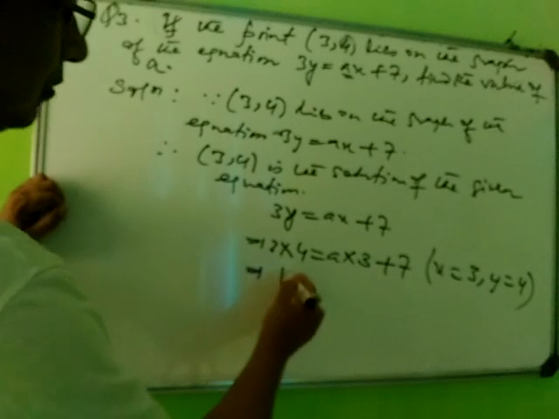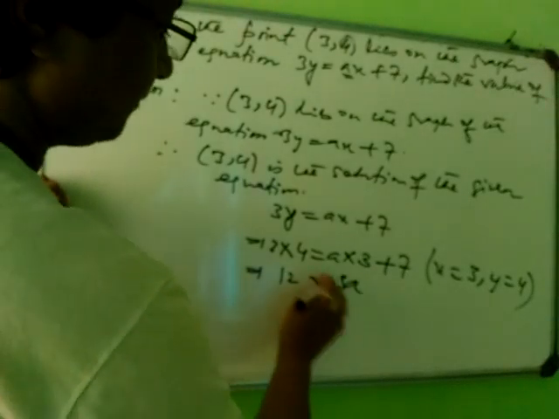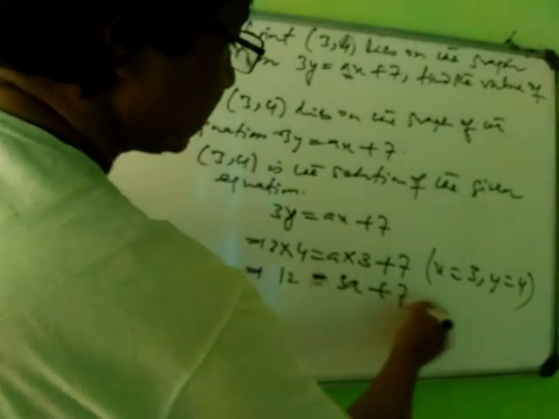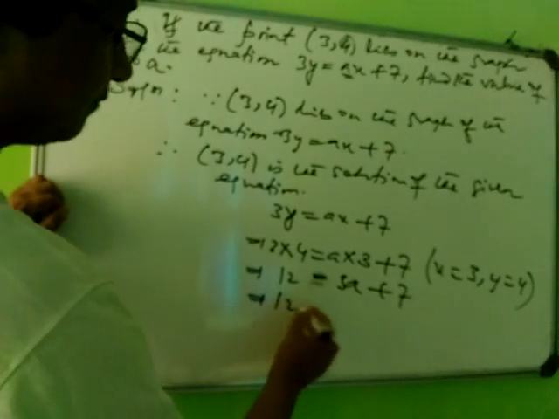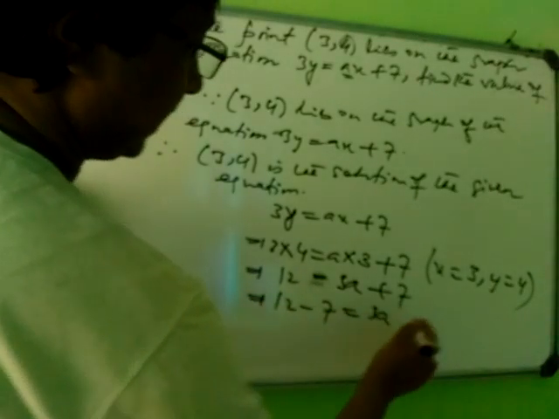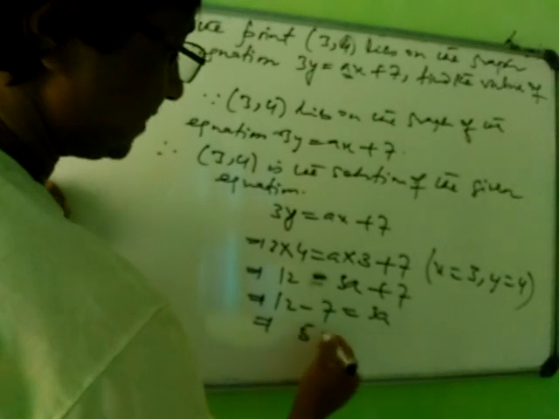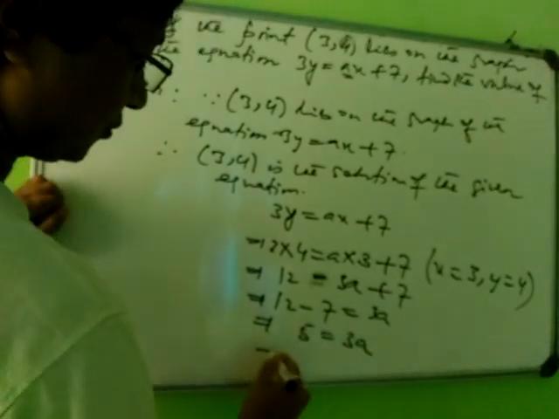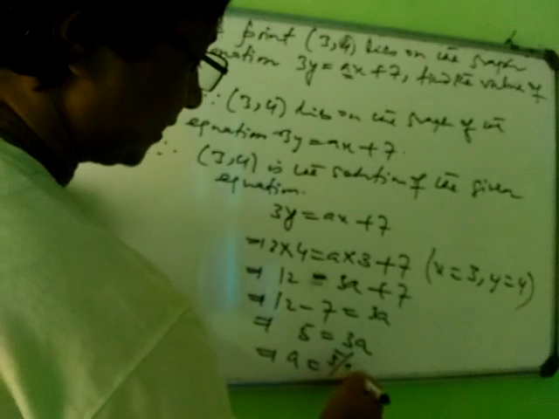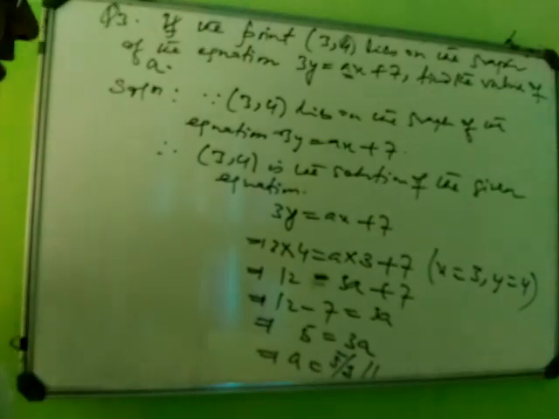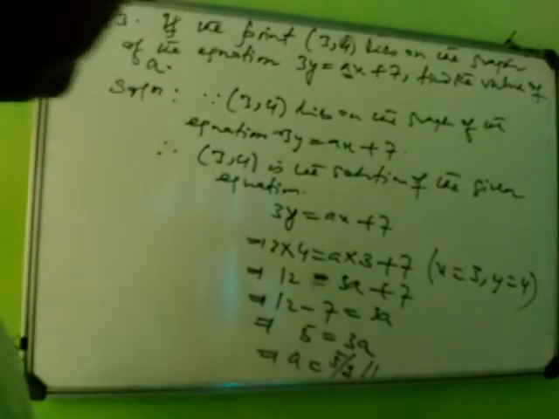So this gives 3 into 4, so it will be 12 is equal to 3a plus 7. So now 12 minus 7 is equal to 3a. So this will be 5 is equal to 3a. So here a is 5 by 3. So this is your required answer. So the value of a is 5 by 3.